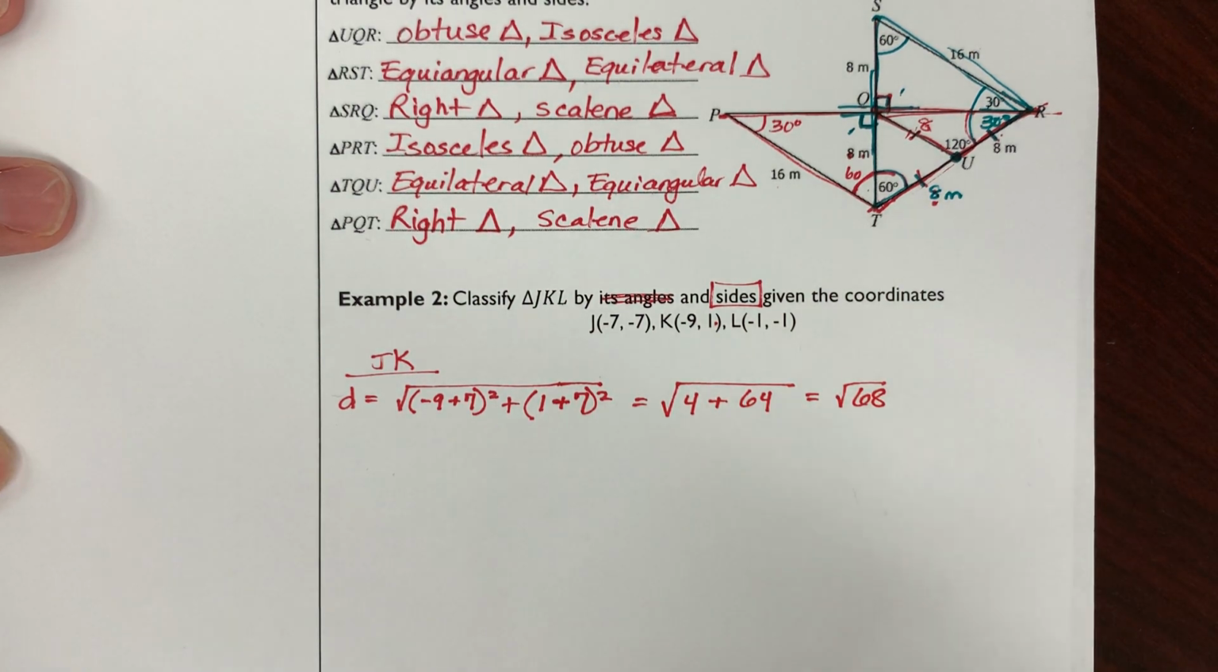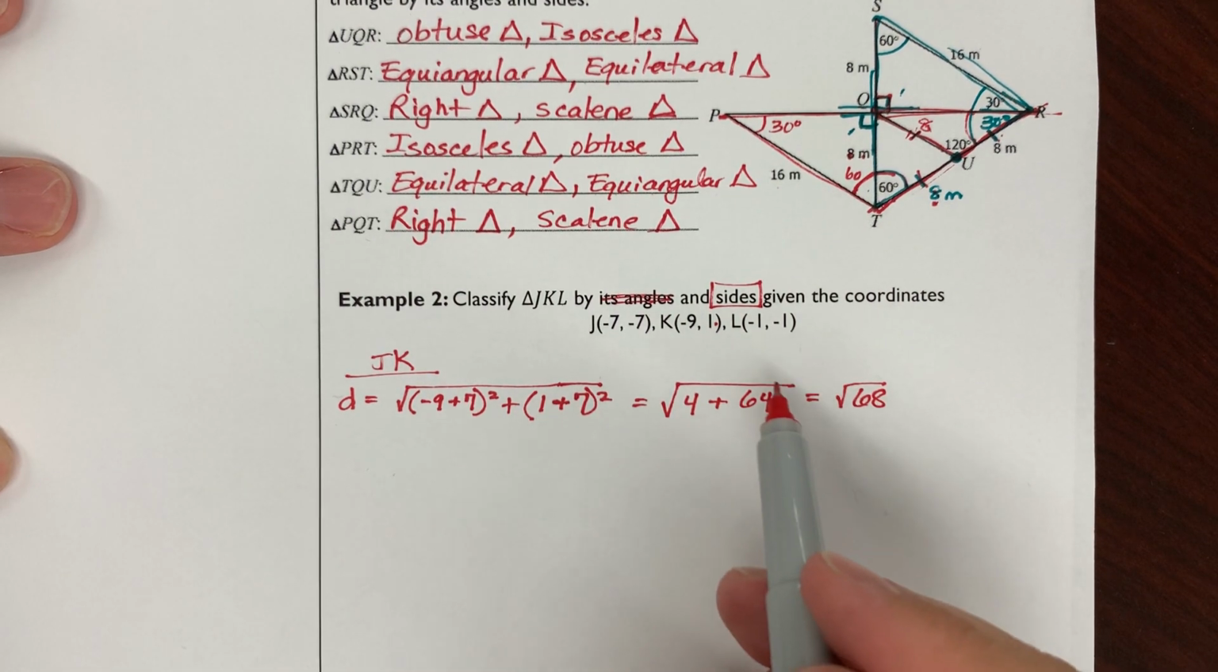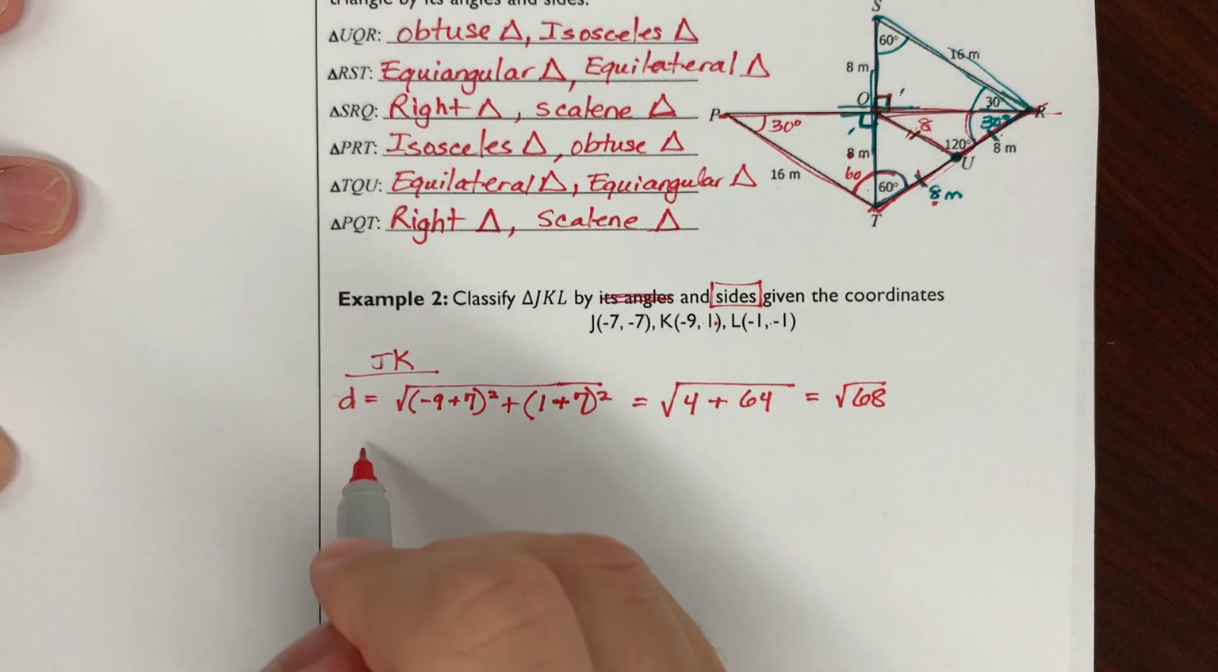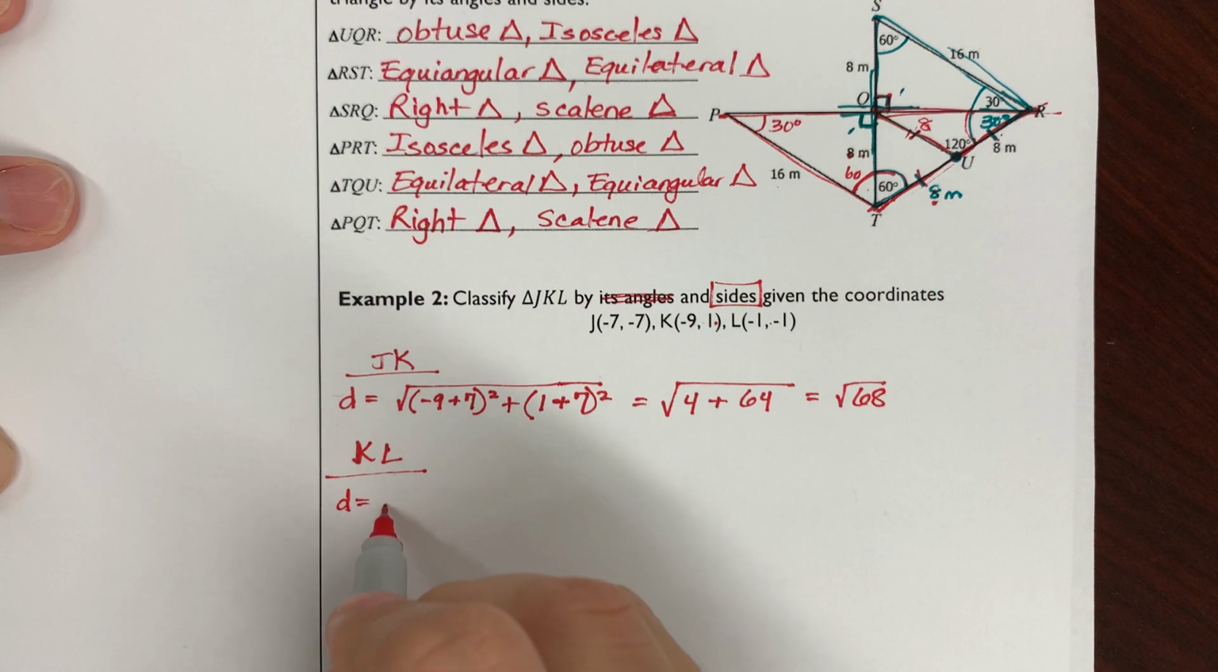You could write out the decimal, but honestly, if you just leave it in radical form, you can still compare the different sides. All right, so let's pick the next one. Let's do K to L. KL. All right. So we're going to do the distance formula again.